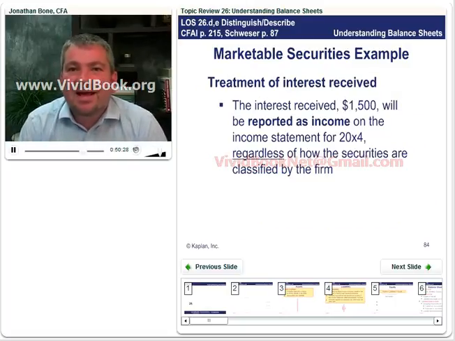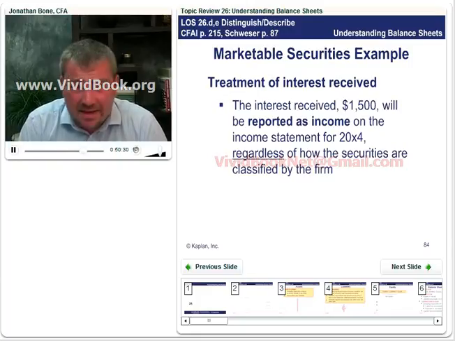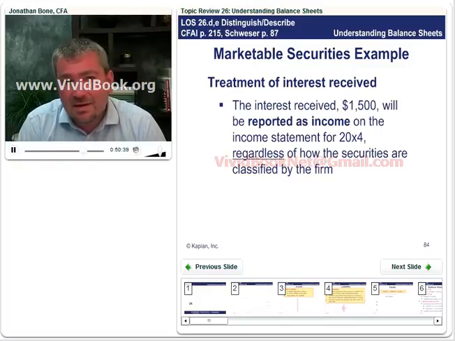by looking at the interest received. Now, the interest received is going to be the same under all three methods. It's simply going to be the coupon that you received. Remember, there is no premium or discount here because we bought them at par. Even if there was a premium or discount to be amortized, we still report the same income under all three methods: trading, available for sale, and held to maturity.